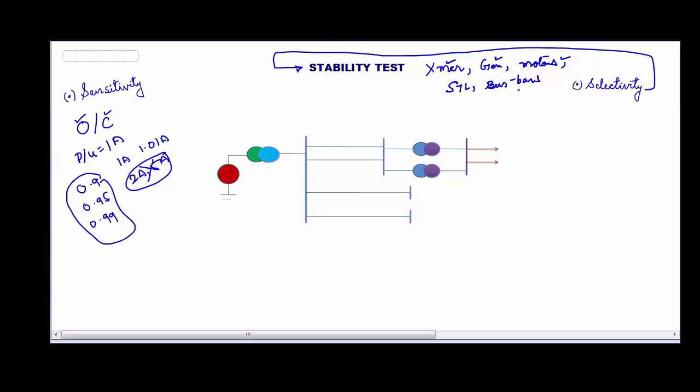In order to understand selectivity in a better way, I have drawn a simple power system network in which we have a generator which is generating power, and it is obviously not generating power at a very high voltage. So in order to transmit power over a long distance, we increase the voltage of the generated power with the help of a transformer added to this generator. The name given to this transformer is GT, or the generator transformer.